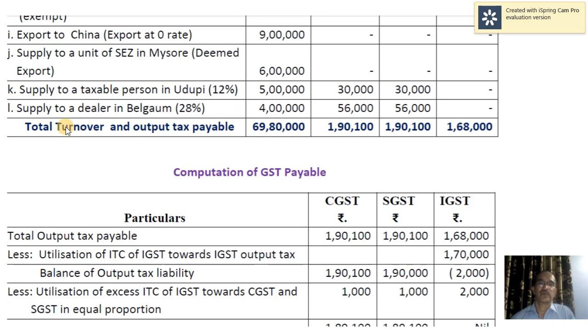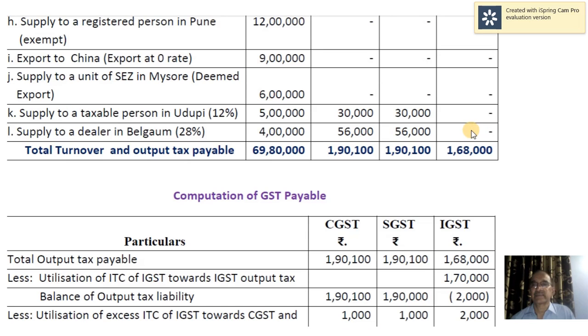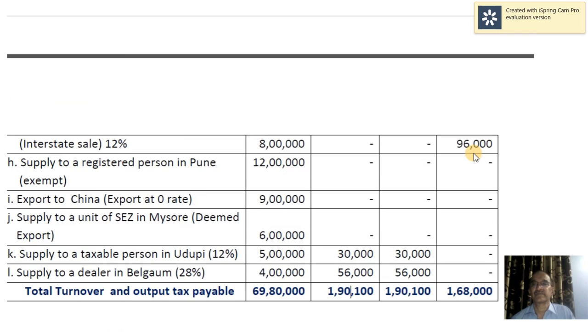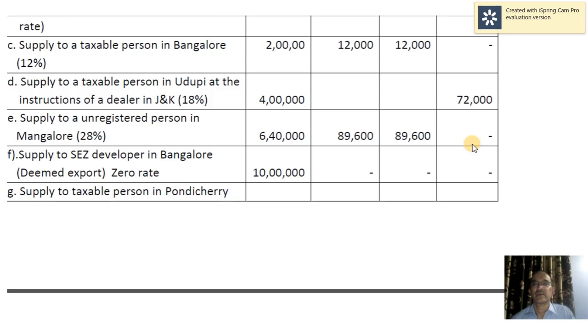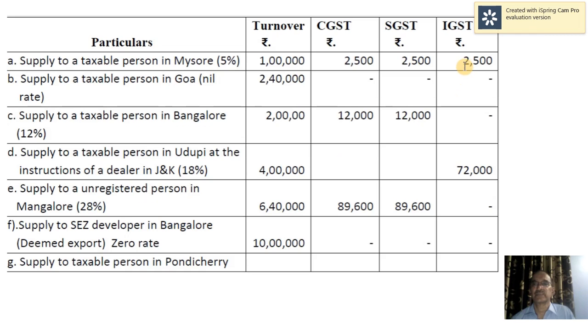So total turnover of course 69 lakh 80,000, and output tax in the case of CGST is 1 lakh 90,000. So output tax SGST 1,90,100 and input tax IGST 1,68,000. So only these two, this is not to be taken.